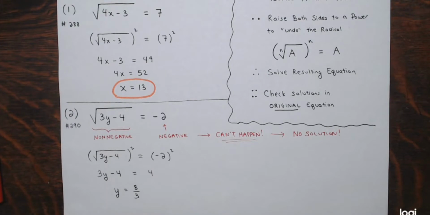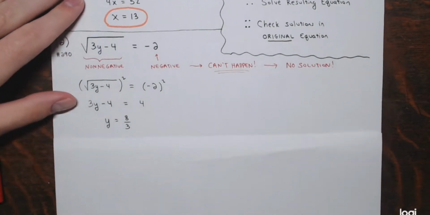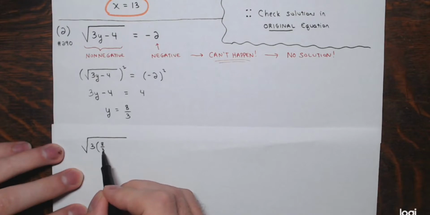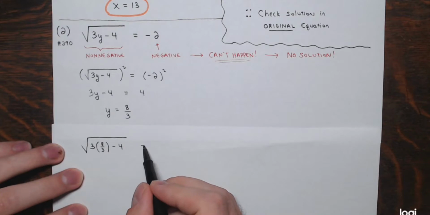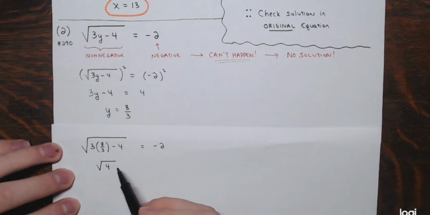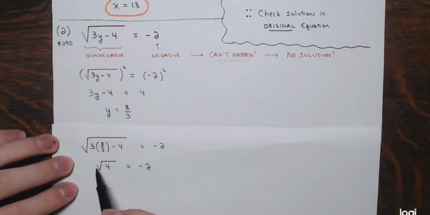But let's check that. I'm not going to say that that's the solution until I check it back in the original equation. So checking this, we have the square root of 3 times 8/3, 8/3 for y, minus 4. Is this equal to negative 2? Well, 3 times 8/3 would be 8, minus 4 would be 4, so we have the square root of 4 equals negative 2. And again, I know you're thinking, hey, negative 2 squared is positive 4. This is true, but remember, when you see an even root symbol, that symbol is asking you for the non-negative root. The only time they're asking you for a negative root is if there's a minus sign in front of the symbol. So this is actually positive 2 on the left, and then we get positive 2 equals negative 2.